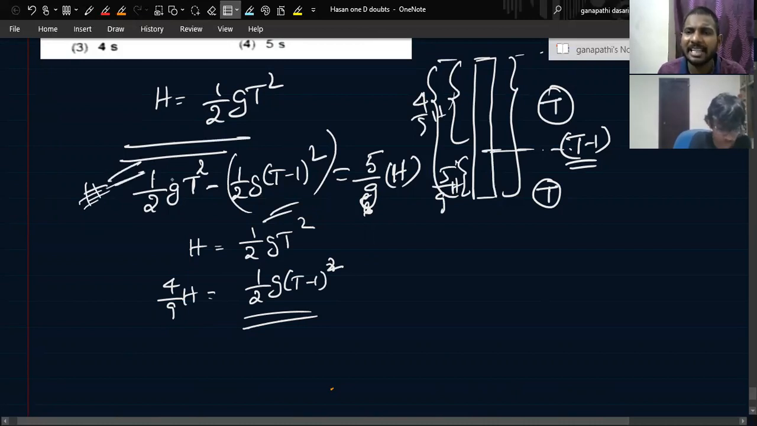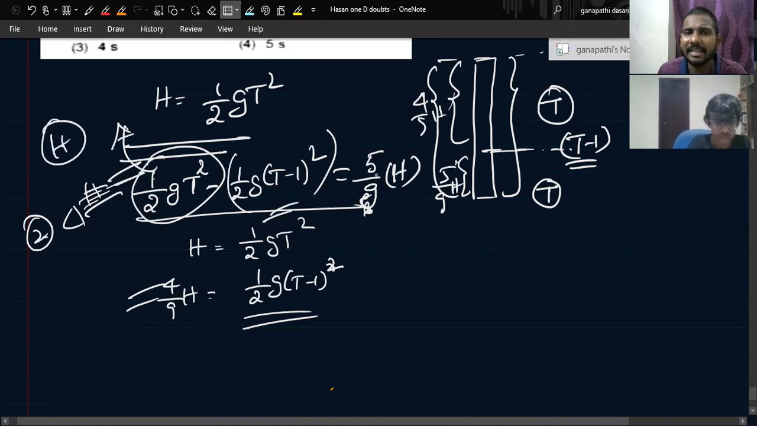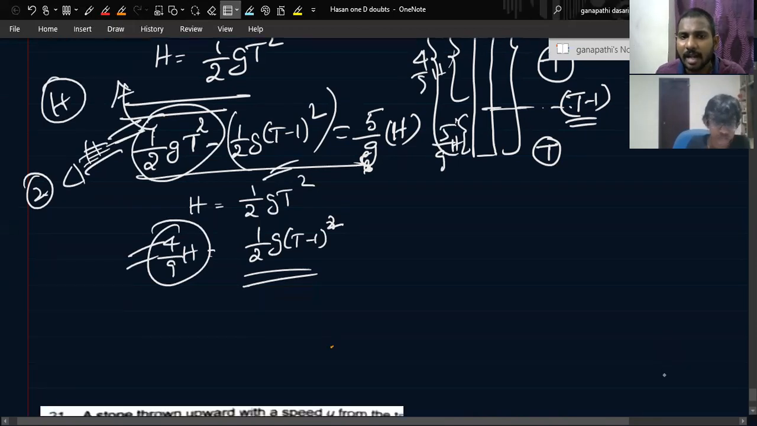You can bring 5 by 9 h to the left side. You can replace half g t square as h. H minus 5 by 9 h is 4 by 9 h, which is equal to half into g into t minus 1 whole square. Hassan, you got it?